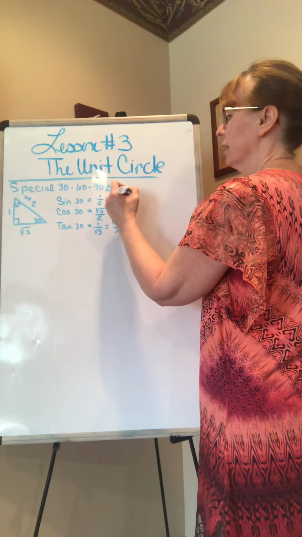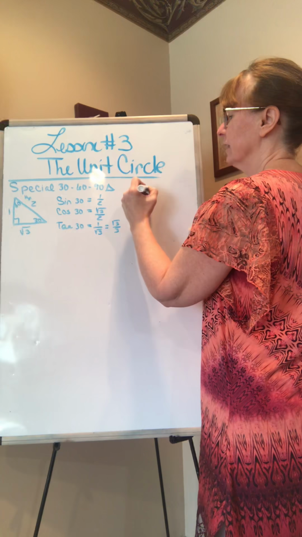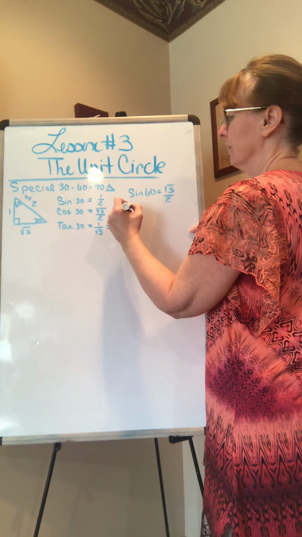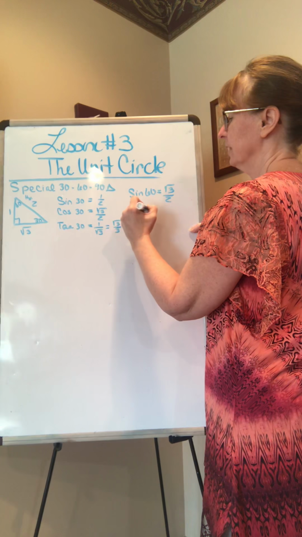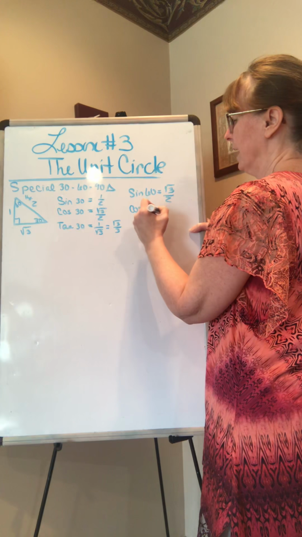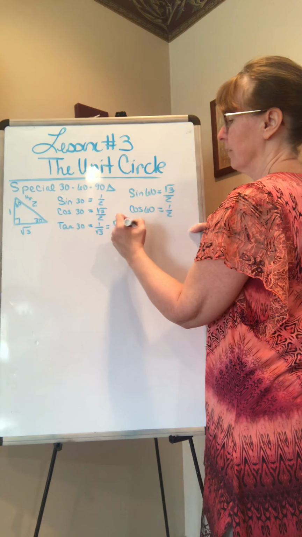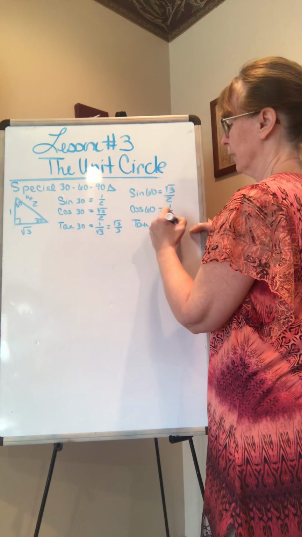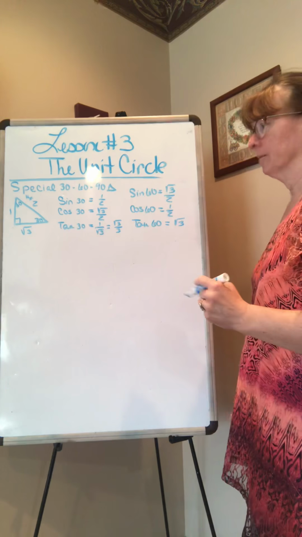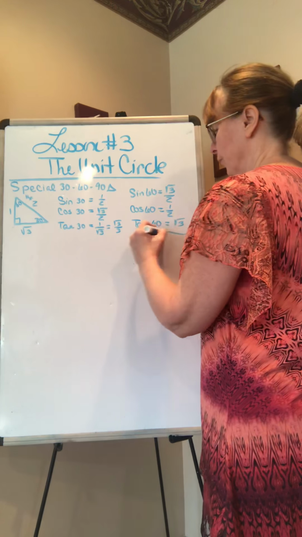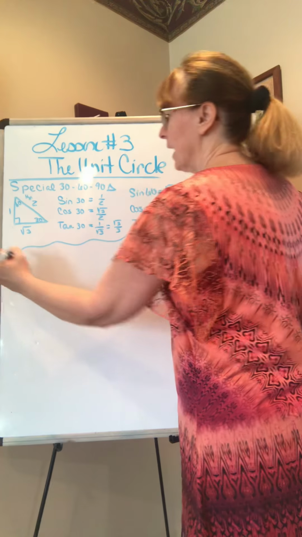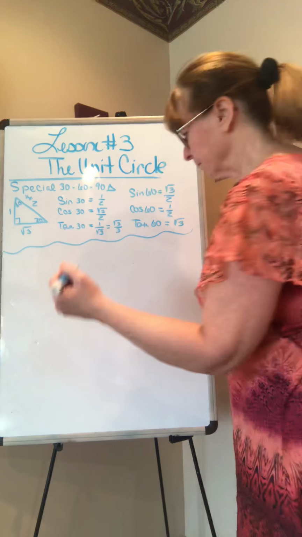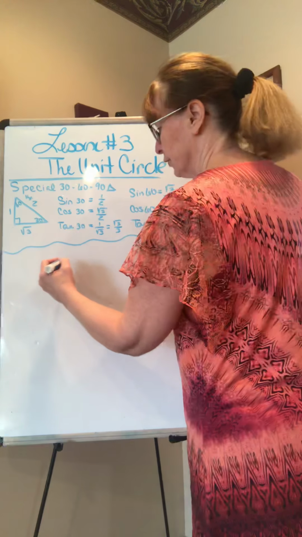Then we have the sine of 60, which is rad 3/2. We have the cosine of 60, which is 1/2. And then we have the tangent of 60, which is rad 3/1 or rad 3. So the reason why I went back to that is because we're going to see the decimal version of this in a moment. And we're going to go back to the unit circle.